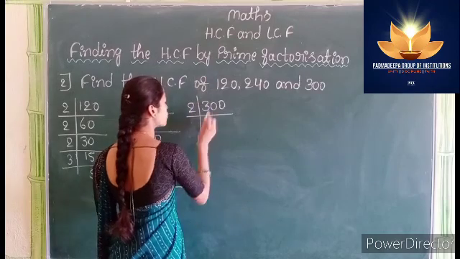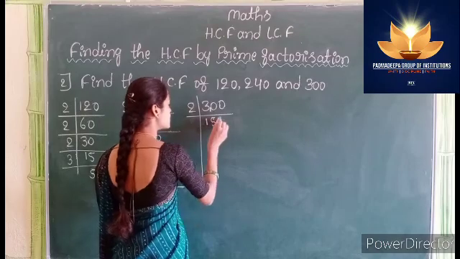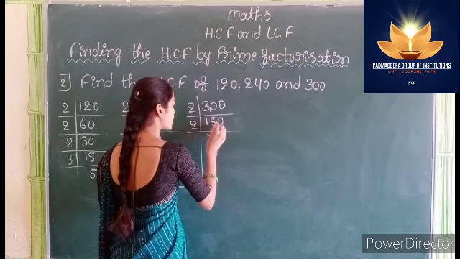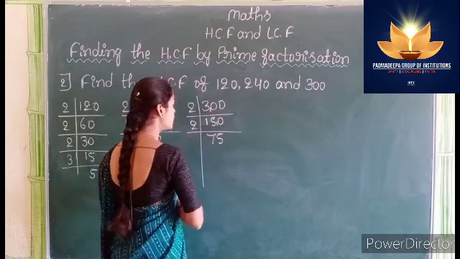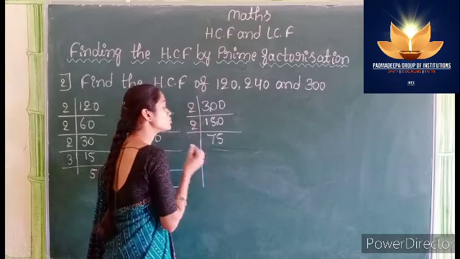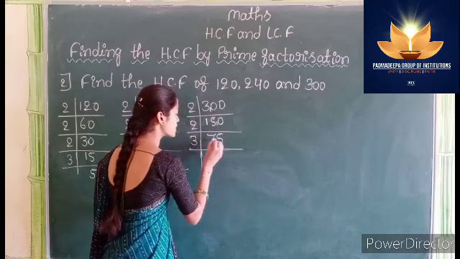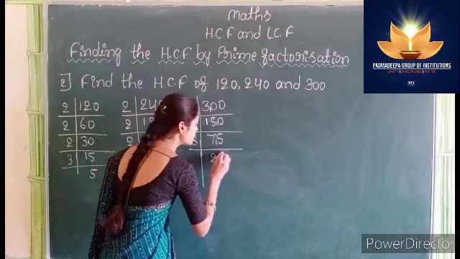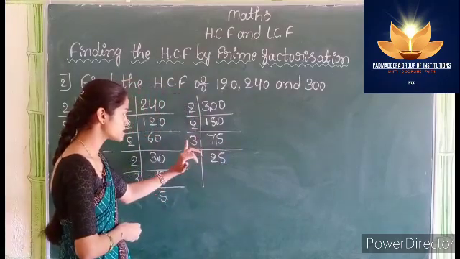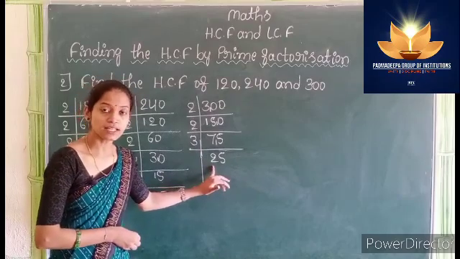2 1s are 2, 1 left. This 10 is divided by 2, that is 5. 2 5s are 10, 0. Then 2 7s are 14, 1 left, that is 2 5s are 10. This 75 is not divided by this 2, so we have to divide this 75 by 3. 3 2s are 6, 1 left, then 3 5s are 15. This 25 is not divided by this 3, so we have to consider the next possible prime factor, that is 5.